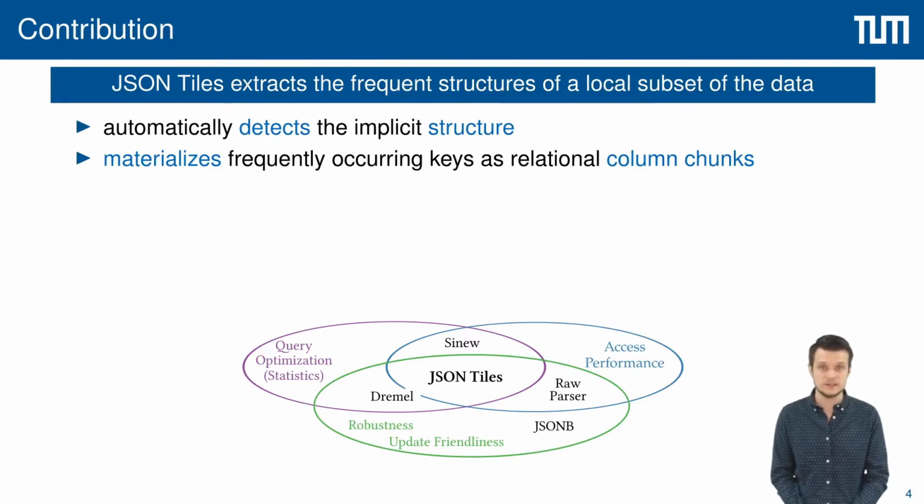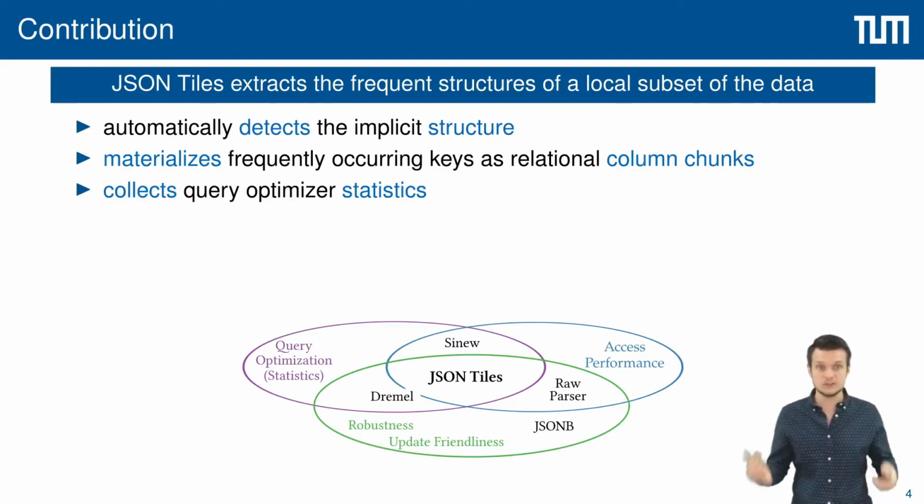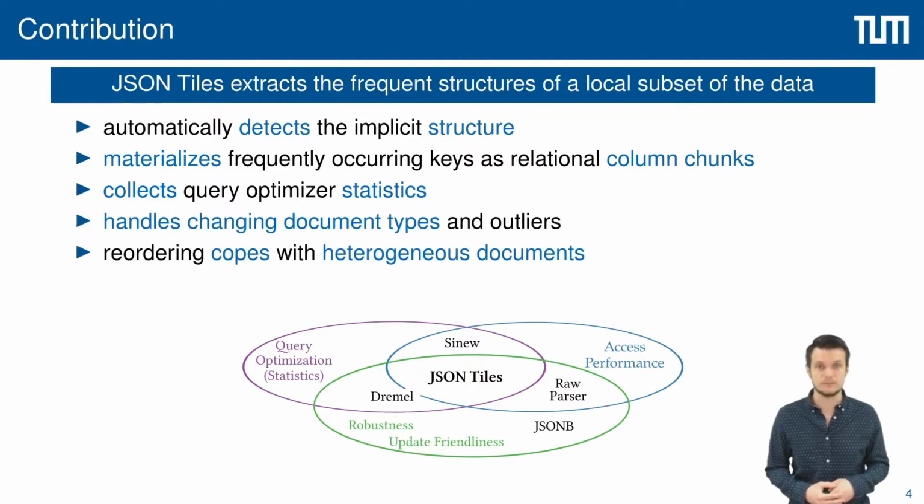That's why we created JSON tiles, where we automatically and transparently extract the frequent structures of only a local subset of the data. This local subset is then stored into column chunks, and with these column chunks we can create statistics and propagate them to table-wide statistics such that we can help the optimizer for join ordering.